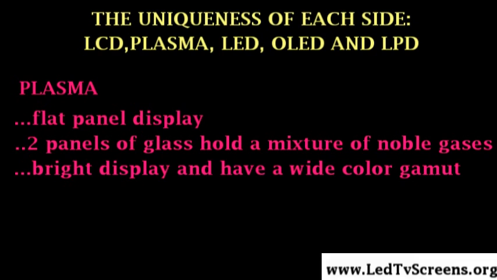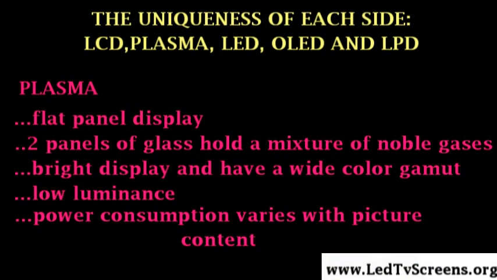They produce fairly large sizes up to 3.8 meters or 150 inches diagonally. They have a very low luminance darkroom black level compared to the lighter gray of the unilluminated parts of an LCD screen. Power consumption varies greatly with picture content, with bright scenes drawing significantly more power than darker ones.